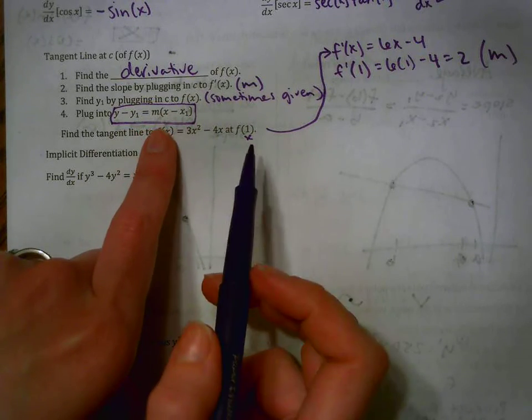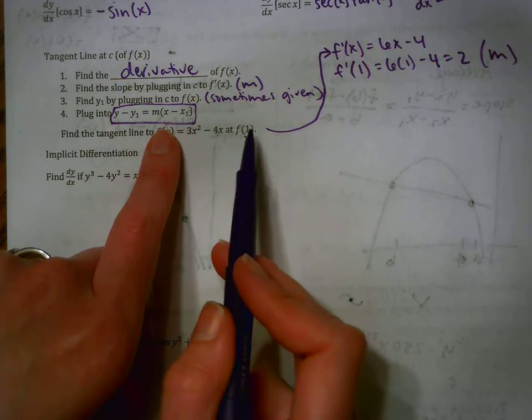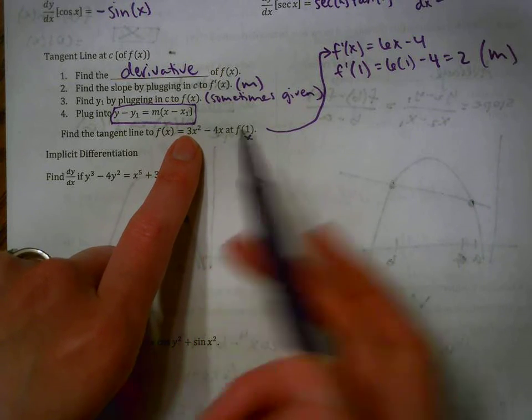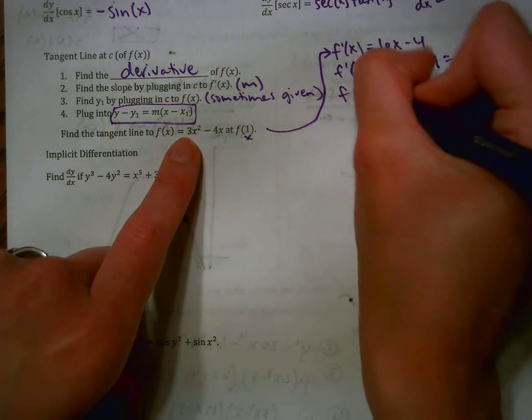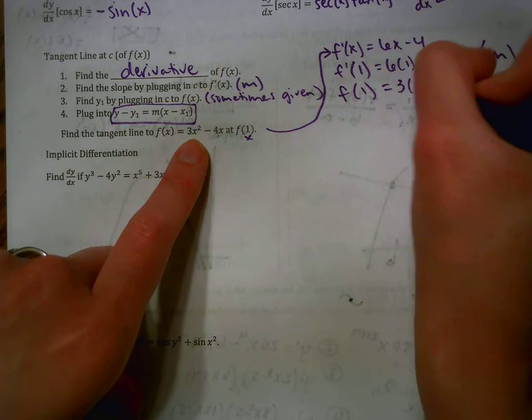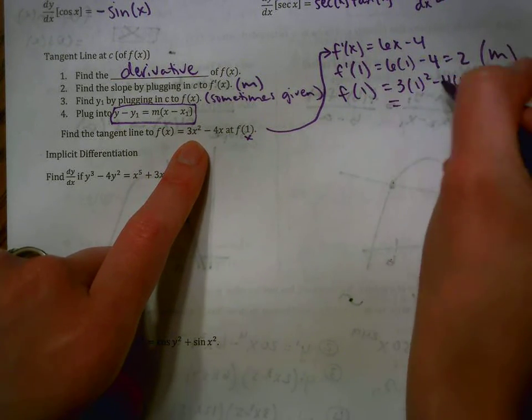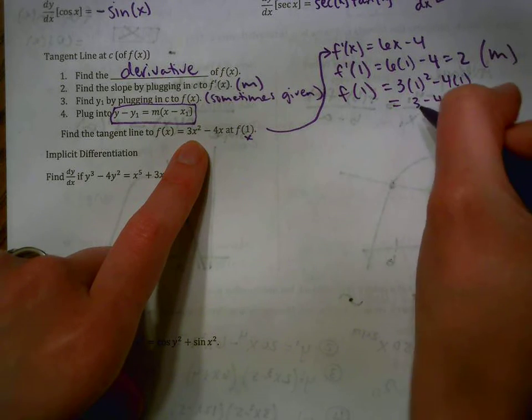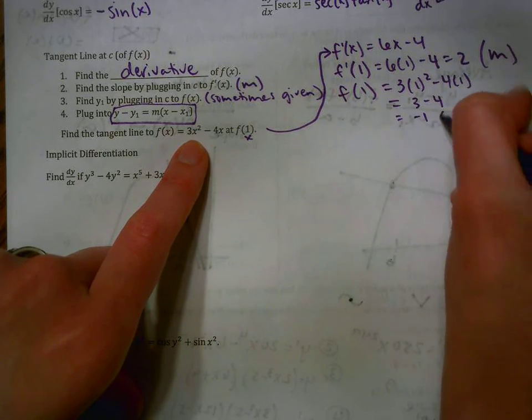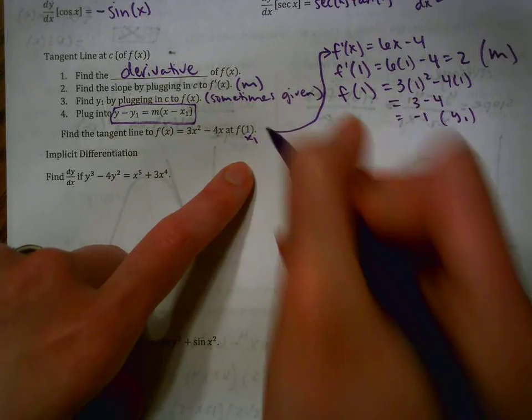And now, did they give us our y1? Do we know what f of 1 is? No, so you need to plug it into the original. Find f of 1, which would be 3 times 1 squared minus 4 times 1, which would be 3 minus 4, so negative 1. And that is your y1, and that's your x1.